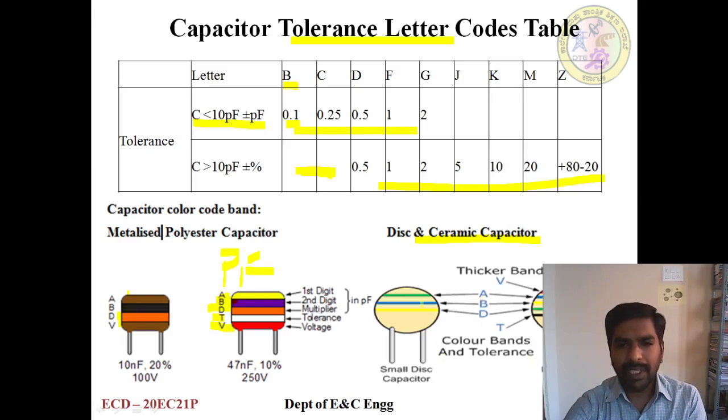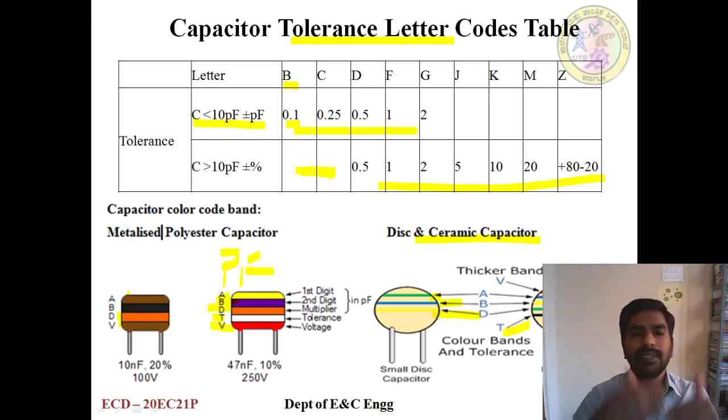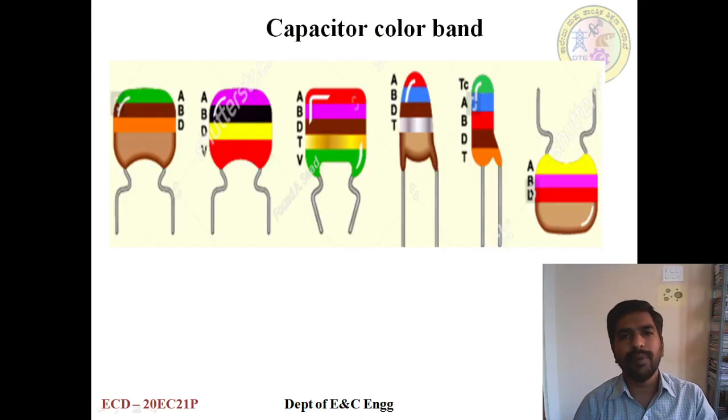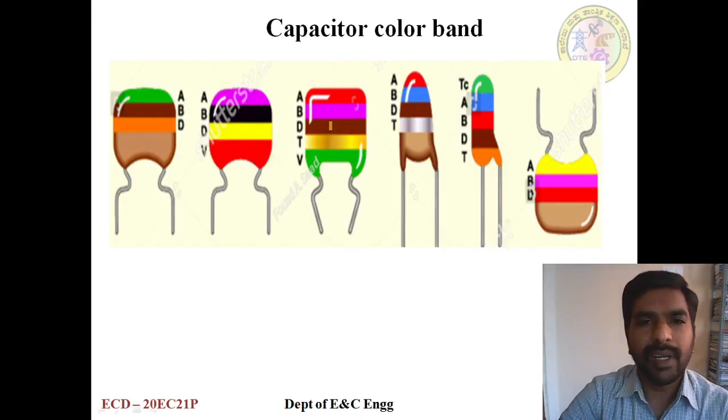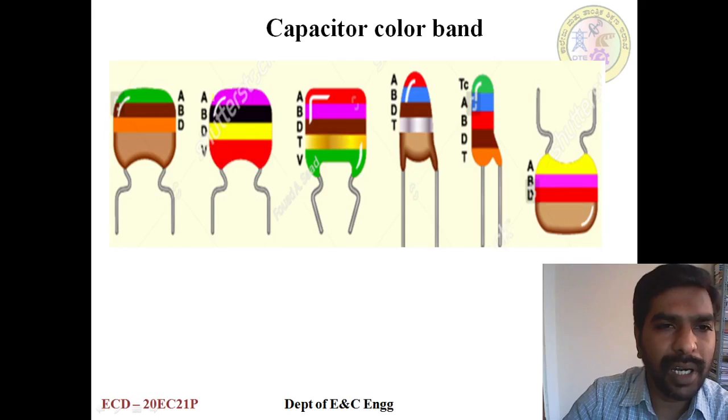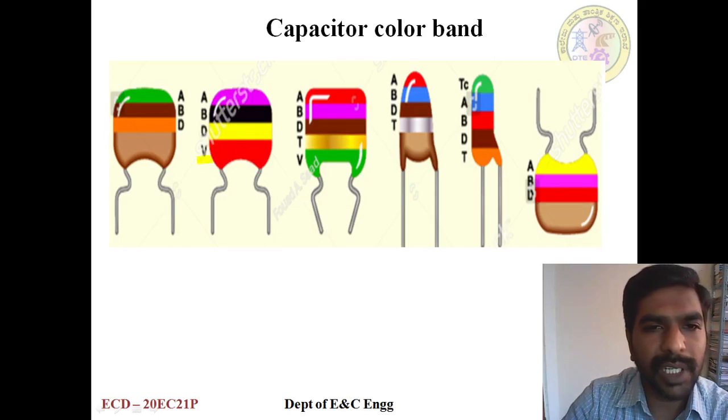And there is a ceramic capacitor also, like this. They have to hold the capacitor in this way. First is A digit, B digit, and D. D is a multiplier and T is a tolerance also. There is a voltage rating also. Like this, capacitance value can be measured. And these are all the different ways. The color can be printed as ABD or ABDV. That's 4 colors. V means it's a voltage rating, and ABDT, T is a tolerance.